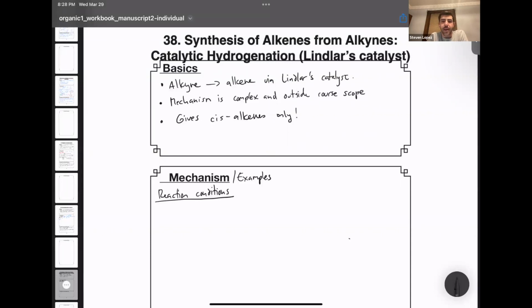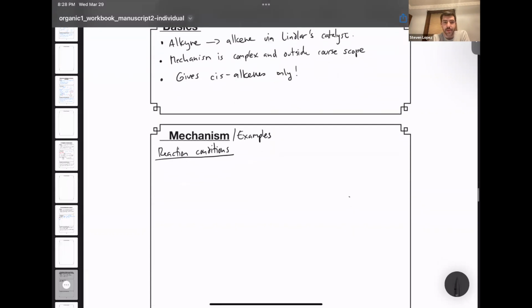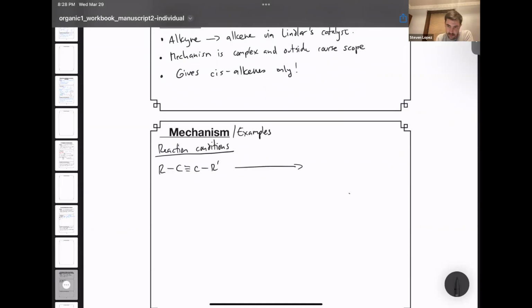The mechanism of this reaction is complex and outside the scope of this course. We'll also find that this gives only cis alkenes, which is really important when designing the types of molecules you might want to make with this synthesis. So in general, we can talk about some examples instead of mechanisms. So here are the reaction conditions.